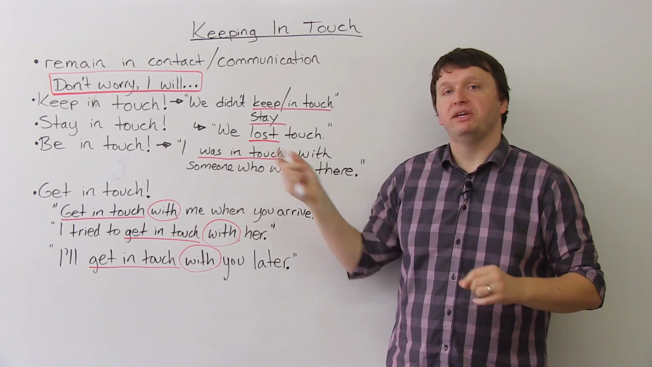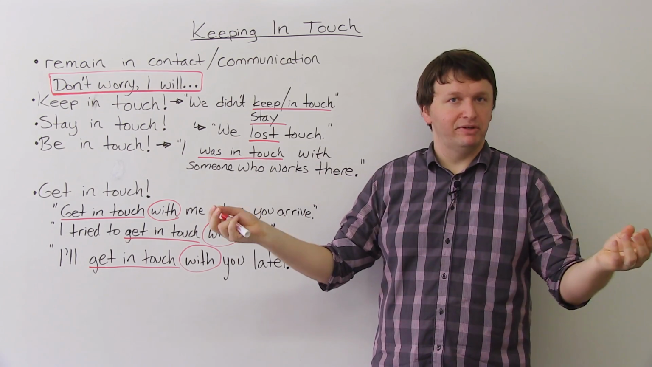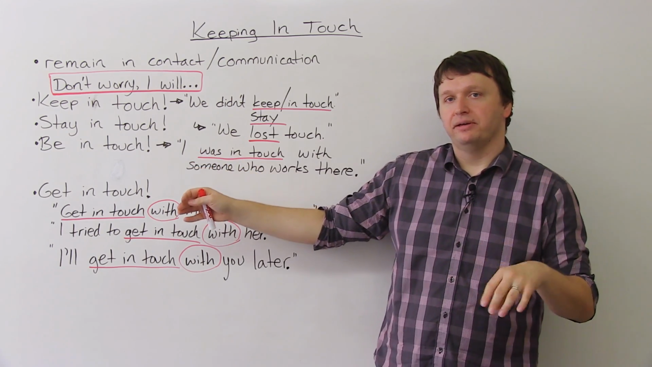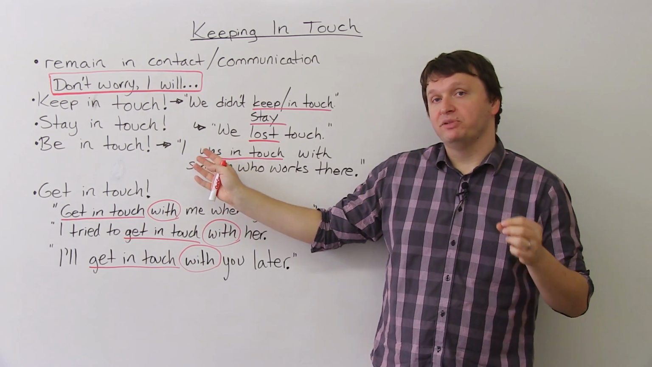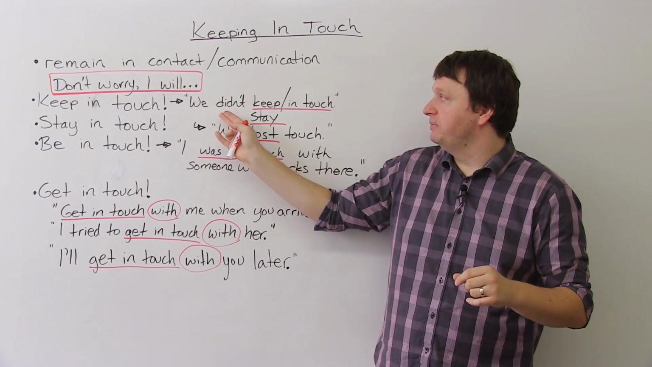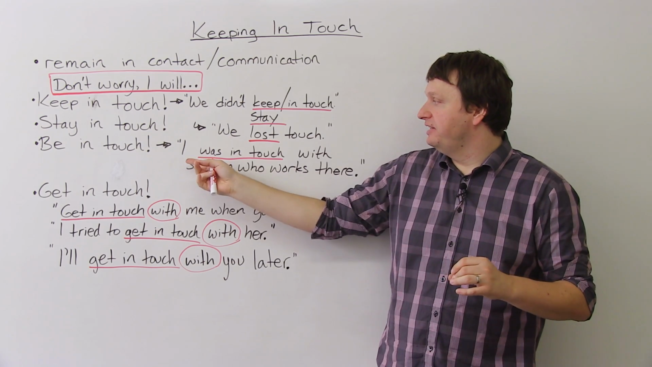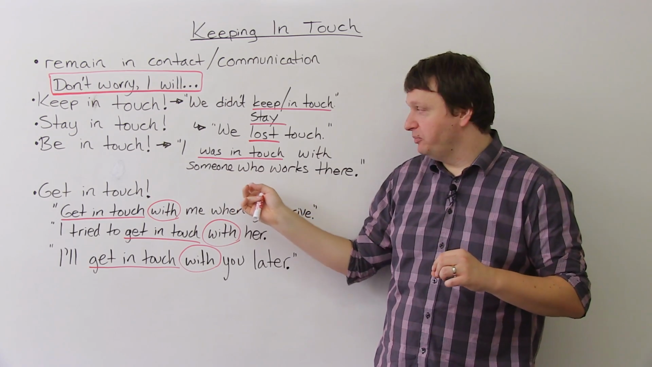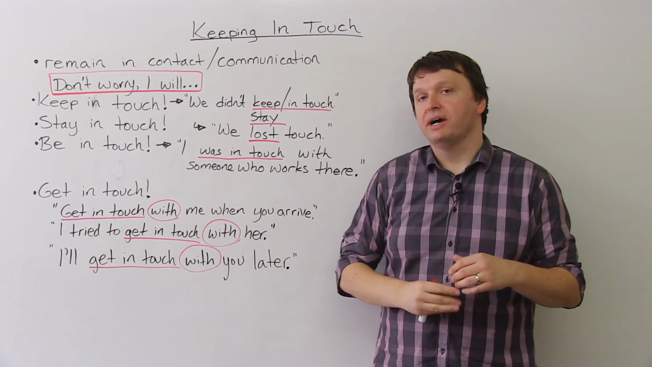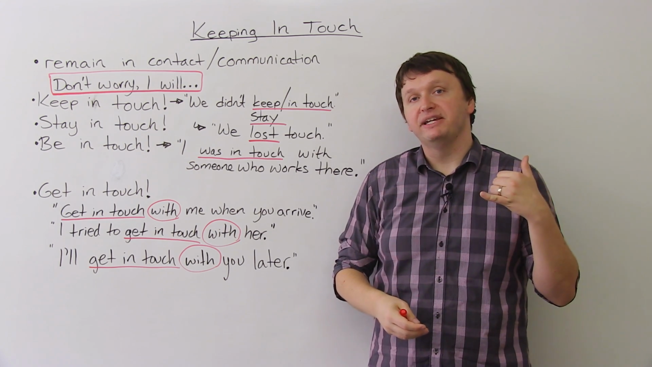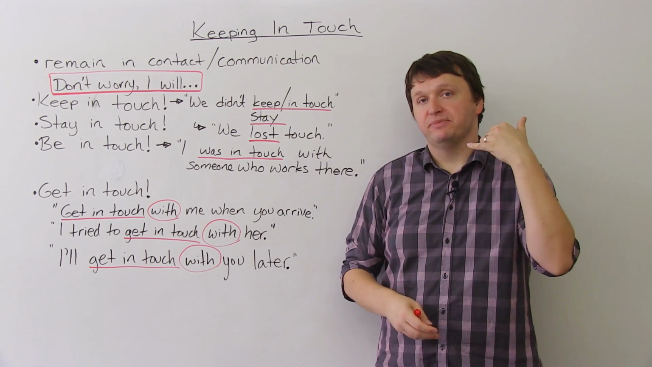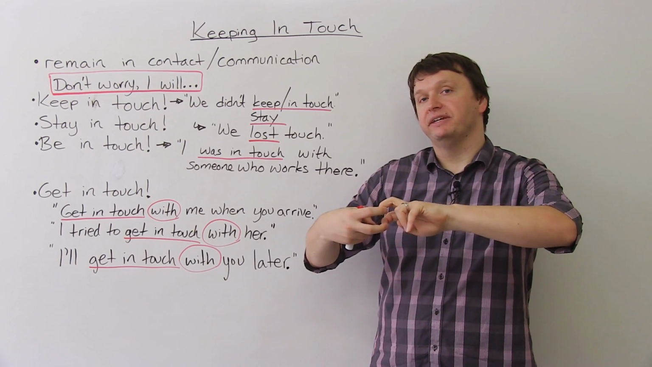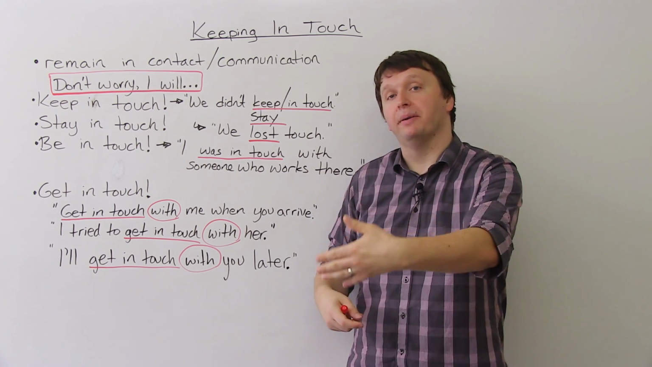You can also say we lost touch. So we lost communication. We lost touch. Okay? And again, you can also use be in touch. Now, again, the verb to be is special, so you can't say we didn't be in touch. You have to say, I was in touch with someone, or I wasn't in touch with someone. And in this context, you're talking about contacting a company, and maybe you contact them two times, and you say, oh, I was in touch with someone who works there. I was in communication, in contact with a person who works at that company.